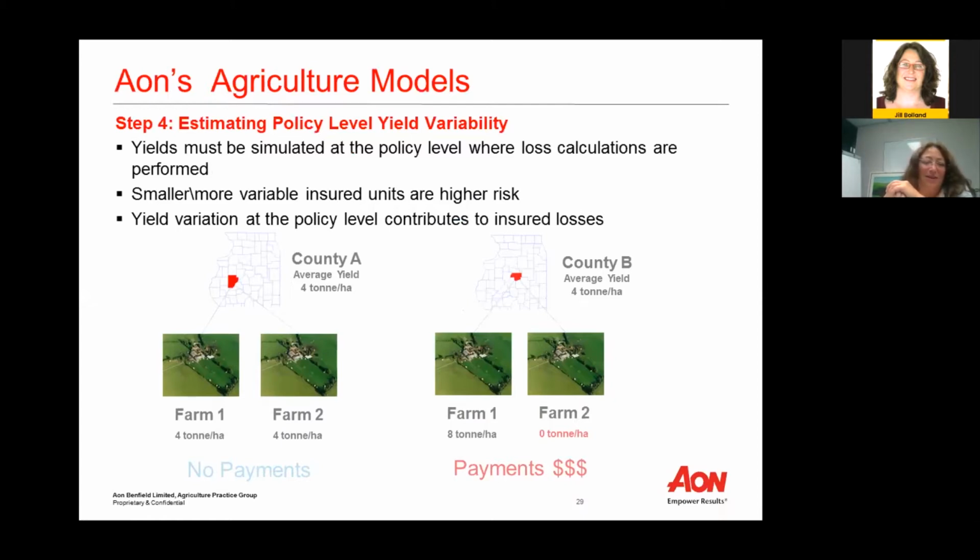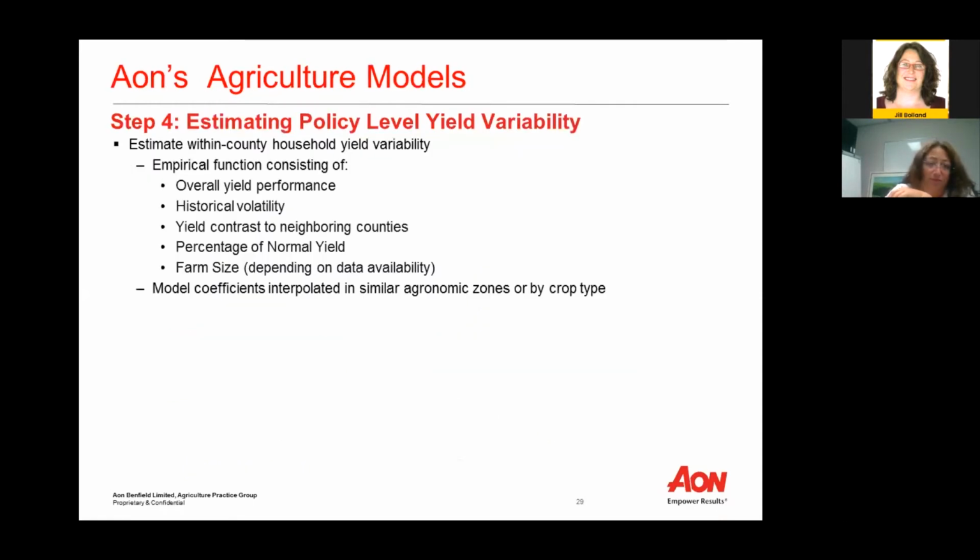Basically, what we say is that we expect the policy or farm level yields to all have the same average. When you add them all up, they have the same sort of average yield as the county, but we expect the variation to be a lot higher. So we're basically saying the smaller the unit, the more variable it is, but overall it will have a similar distribution to the county that it's in, but we expect a lot more variation. And that's what we do. We use the same distribution, but we increase the standard deviation of the distribution.